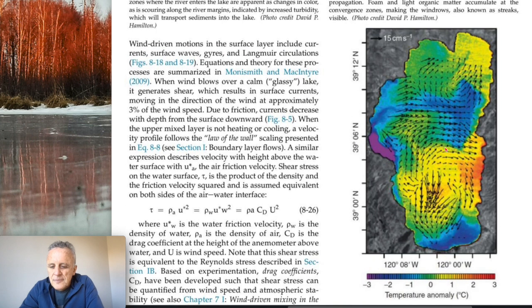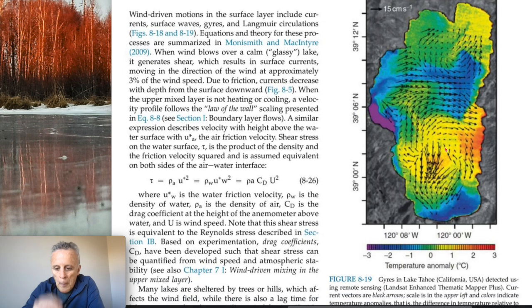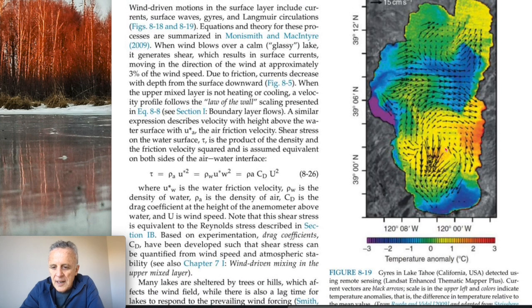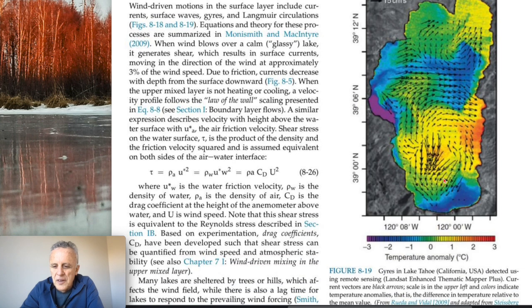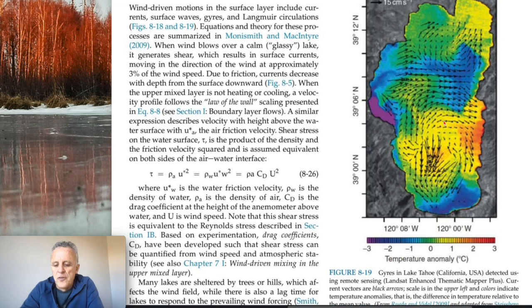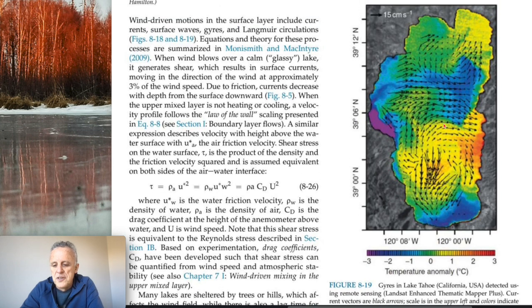Okay, so this was taken at a point x in time, and this is north, and this is south, west, and east. The arrows show the velocity, and the length of the arrow shows the velocity, and then the head of the arrow shows the direction of any specific parcel of water. The color shows the temperature anomaly from the average.